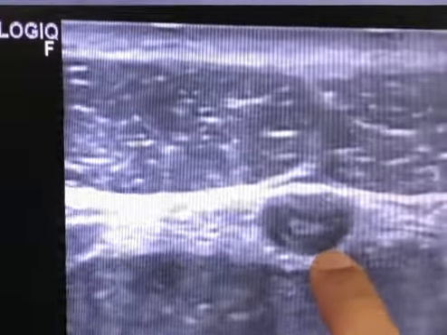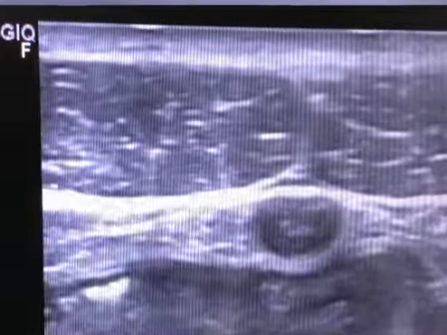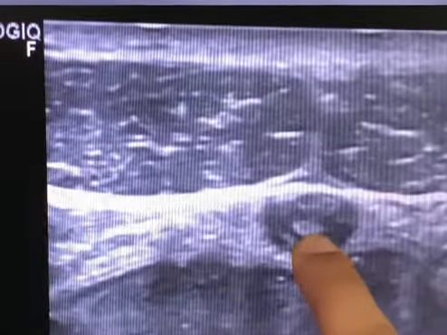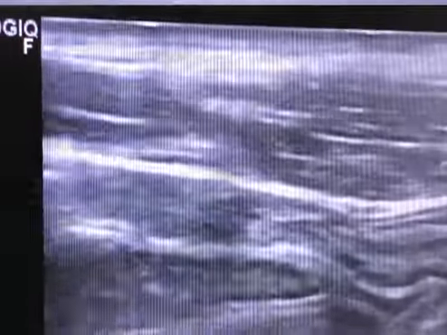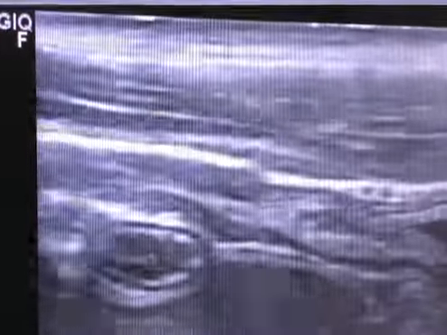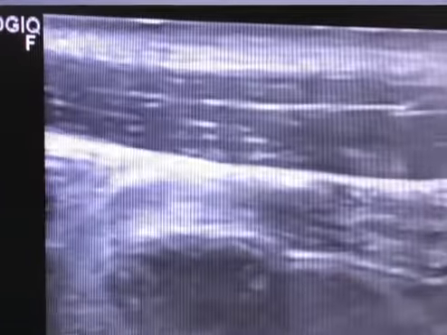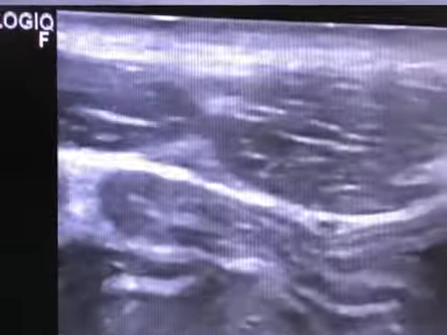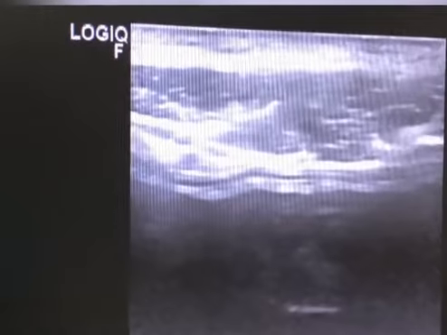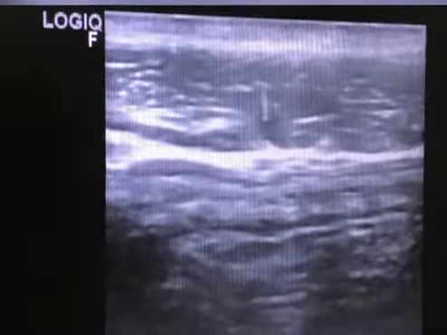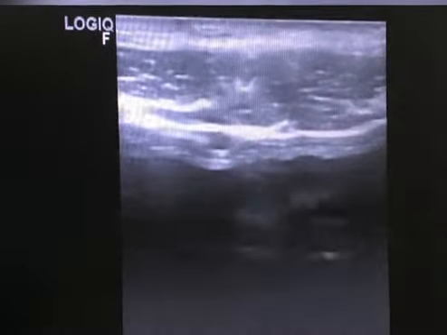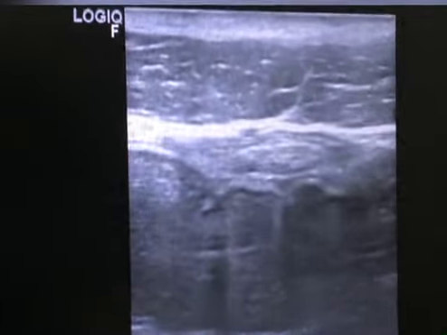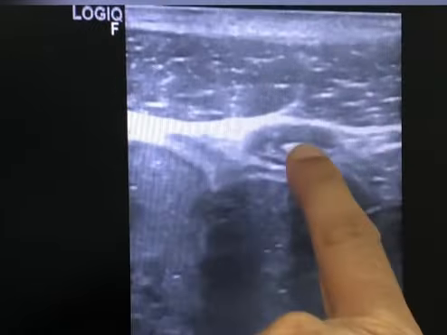This round oval hypoechoic structure having a central echogenic area is the mucosa of the urachus. If we move superior in sagittal view, this is the bladder, this is the bladder wall. If we go upward, we will see this urachus.